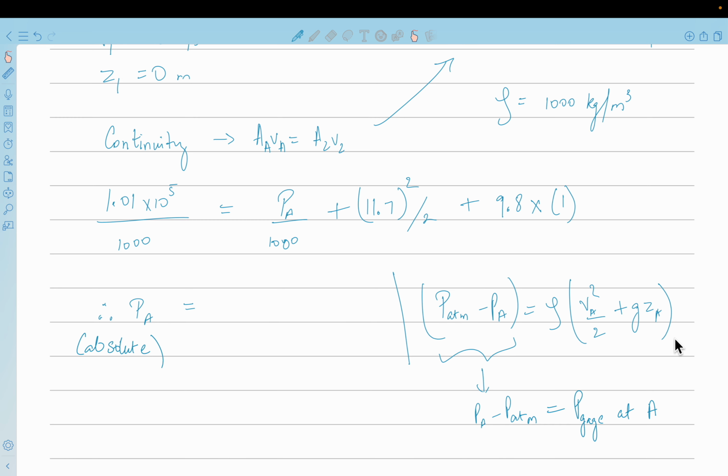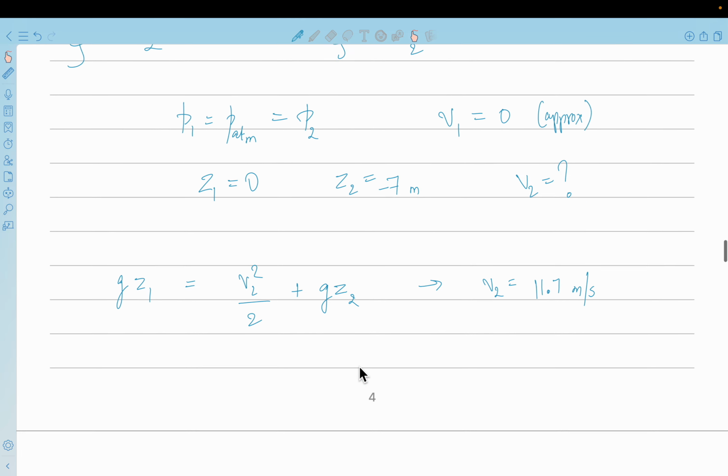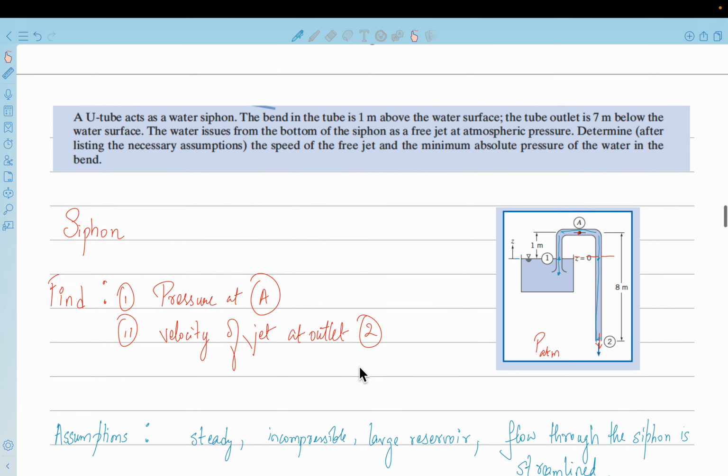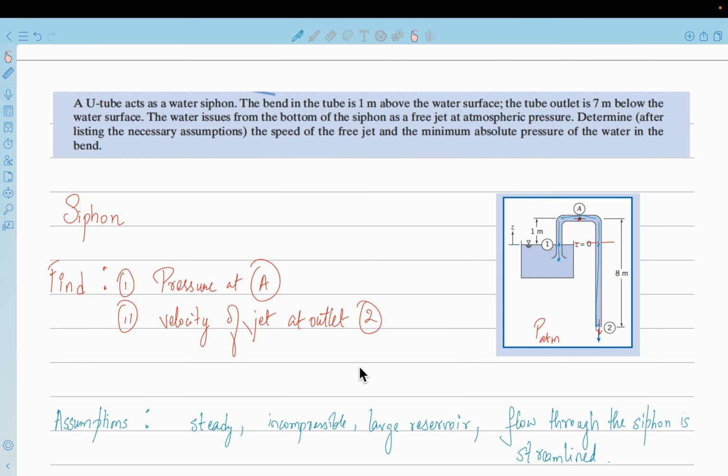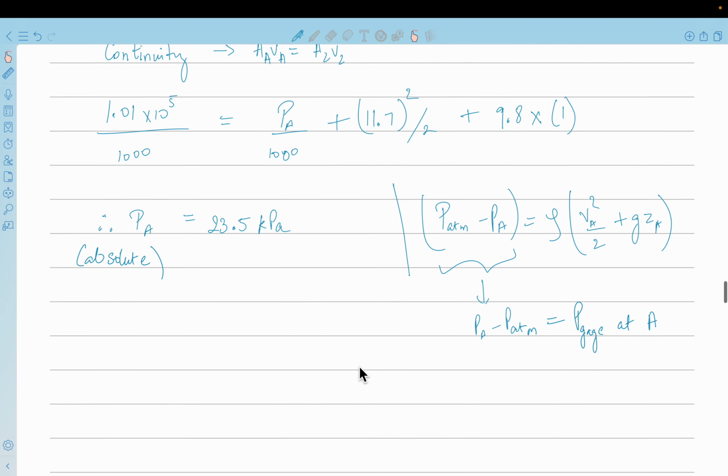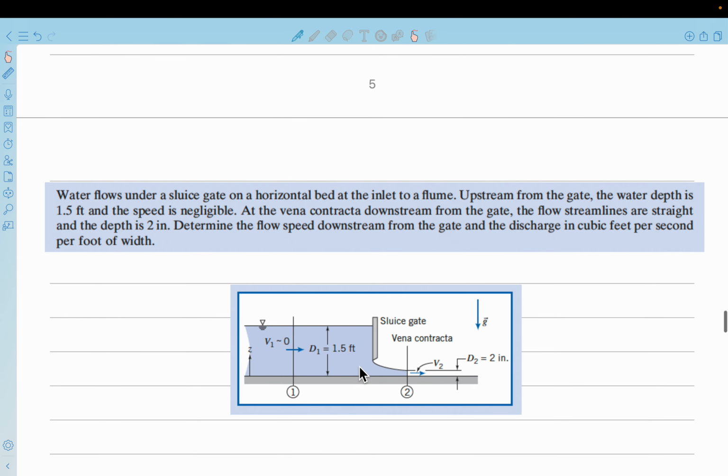Three point 5 kilopascal. Okay. I hope everyone got this. Are there any questions? Okay. If not, let's move to the next question.